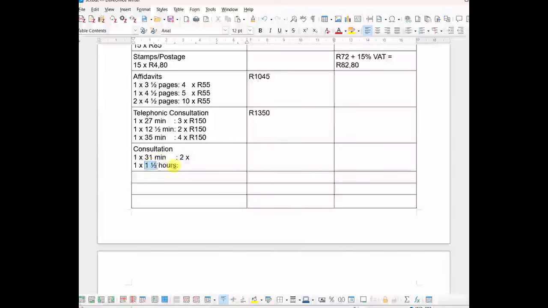What about this one? There's an hour and a half here. 1 unit of time is worth 30 minutes. So in 1 hour, we have 2 units of time because it's 60 minutes. So 60 minutes is 2 30-minute blocks of time. Plus we have an extra half hour. That means we have 3 blocks of time. And we charge 1,000 Rand per block of time. So we've got 2 blocks plus 3 blocks makes 5. 5 blocks times 1,000 Rand is 5,000 Rand.